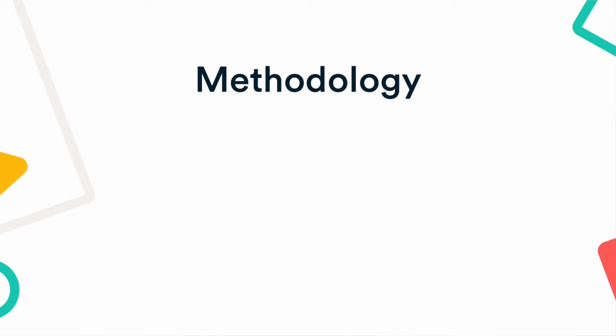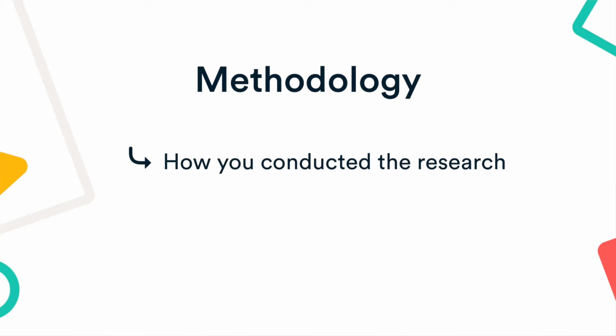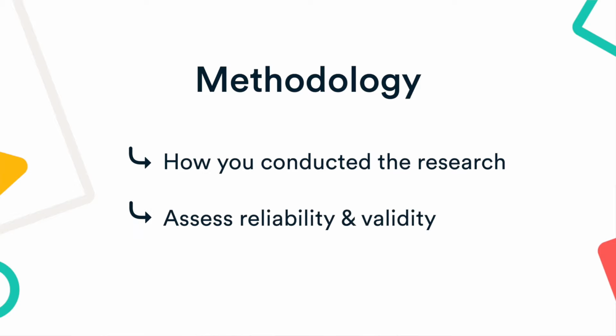In the methodology section, you describe how you conducted your research, allowing your reader to assess its reliability and validity. Next, you report the results of your research. Only report results that are relevant to your objectives and research questions. Pay attention. If you're doing qualitative research, this section might be woven together with discussion.